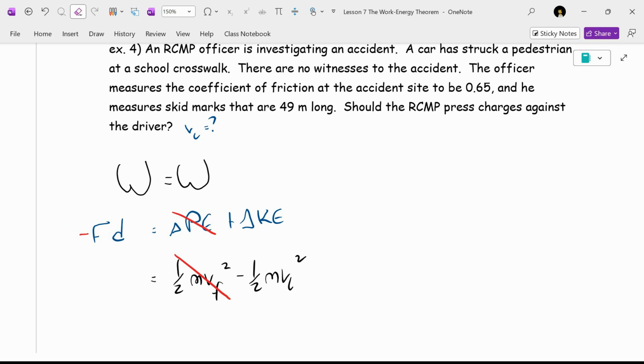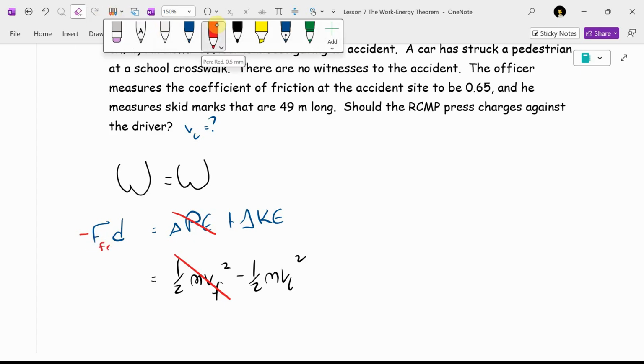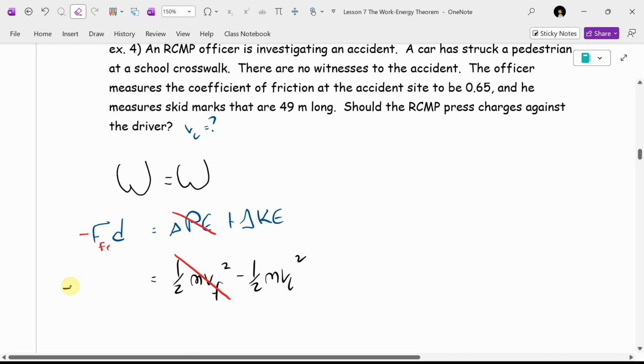What's the force that brings the car to a stop, folks? So let's also put a little friction right there. And then on the next line, we're going to write, ooh, Jordan, what was the equation for the force of friction? On the next line, I'm going to say the negative is dropping down, and then I'm going to quit writing the negative because they're going to cancel out. But it's mu times the normal force times distance.